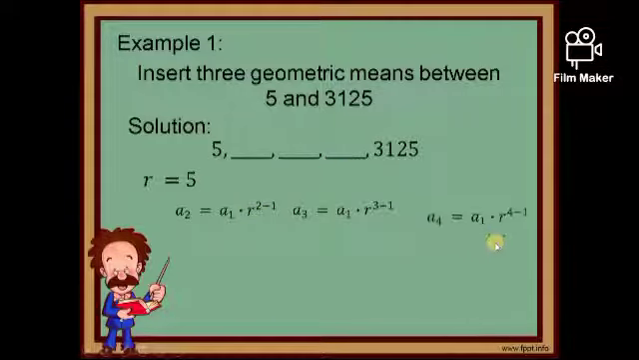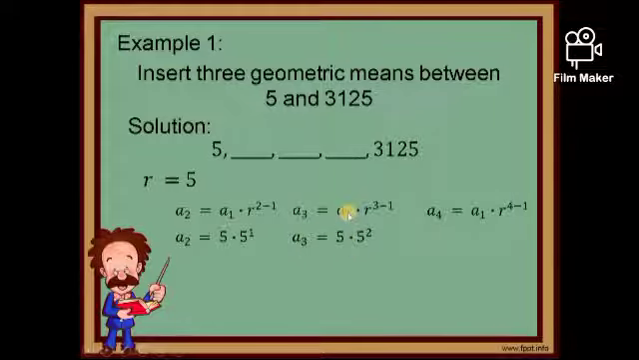Second term, third term, and fourth term. n is equal to 2, n is equal to 3, n is equal to 4. Now, substitute all the given values. A sub 1 here is 5. The common ratio is also 5. So, a sub 2 equals 5 times 5 raised to 1. Why 1? Because 2 minus 1 is 1.